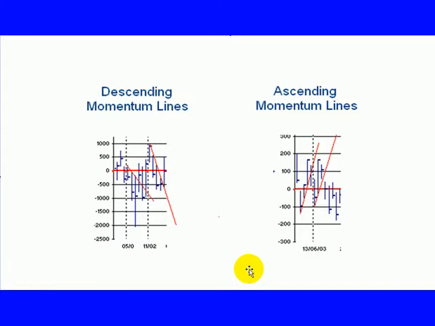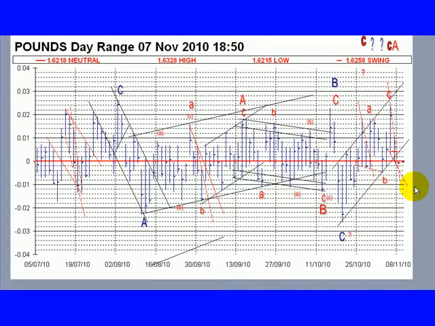And now we're going to look at some examples. Here we have the cable daily momentum range chart. Okay, it looks very busy there. We're going to go over all of these individually, and let's just zoom in at the beginning.